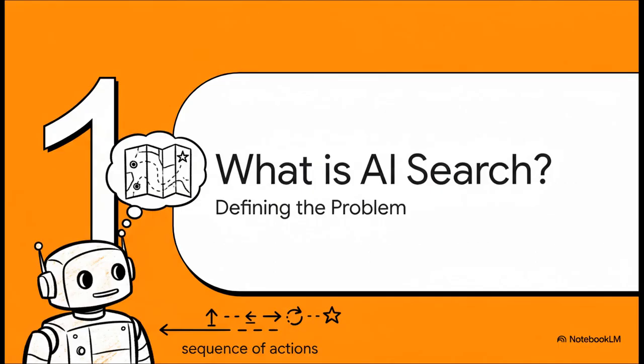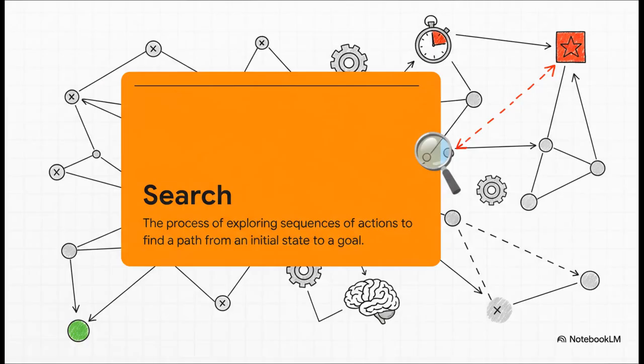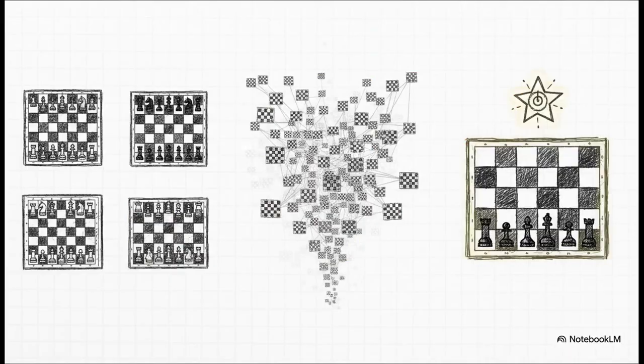At its core, AI search is all about having a problem-solving agent. You can just picture a little robot, right? And this robot has a goal, like, say, getting to a specific destination, and it needs to figure out the exact sequence of moves to get there. So when we say search in AI, this is what we mean. It's the process of methodically exploring all these different sequences of actions. It's not about random guessing at all. It's a very structured way to find a path from point A, your initial state, to point B, your goal state.